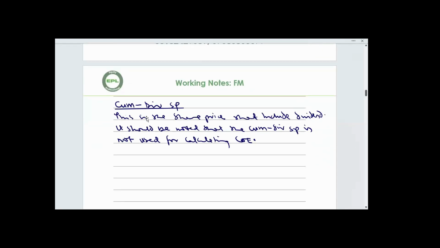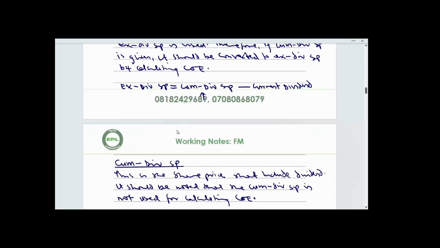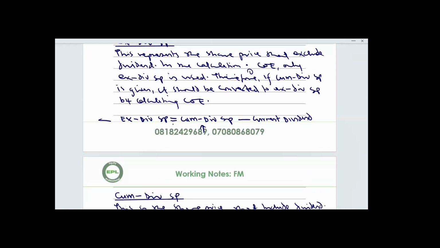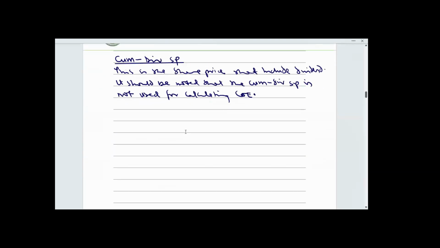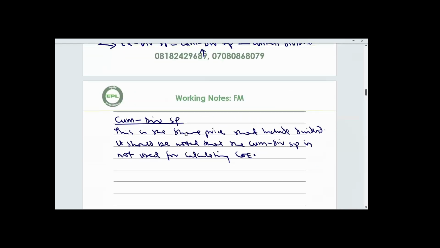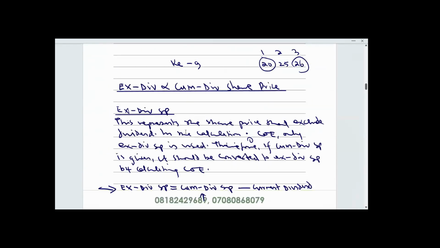In most cases, CumDiv share price will be given to you because the examiner wants you to understand it, as it's a concept under cost of capital, specifically cost of equity. So once you discover that the dividend has not been paid in the question, it means that the share price given to you is CumDiv. All you need to do is convert the CumDiv to XDiv. That's the formula you are supposed to use. Okay. Now, that is as per CumDiv and then XDiv.